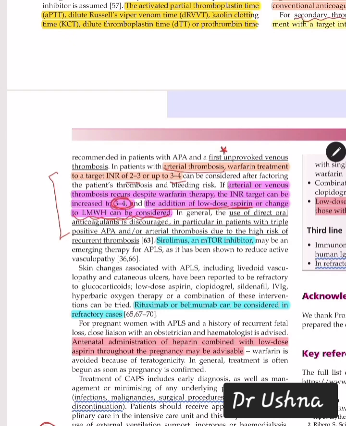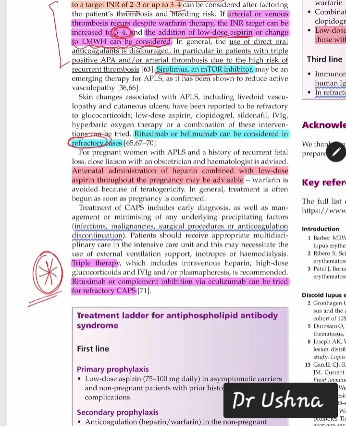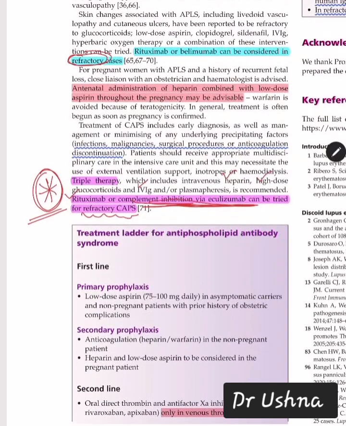Then, as discussed previously, the mTOR pathway is important in the pathogenesis of the APLA. So, sirolimus is also important in the management of APLA patients. For refractory cases, rituximab is an option, and for patients with CAPS, you have to give the triple therapy. Triple therapy in the form of heparin, high dose glucocorticoid, IVIG, plasmapheresis, and in the refractory CAPS, you have to give rituximab and complement inhibition via eculizumab. So this is the treatment ladder for the APLA patient.